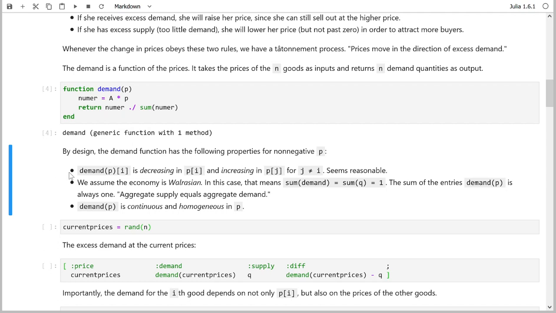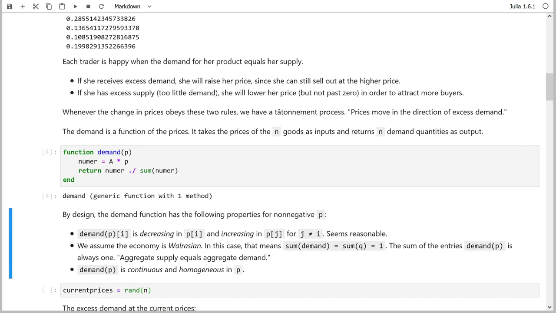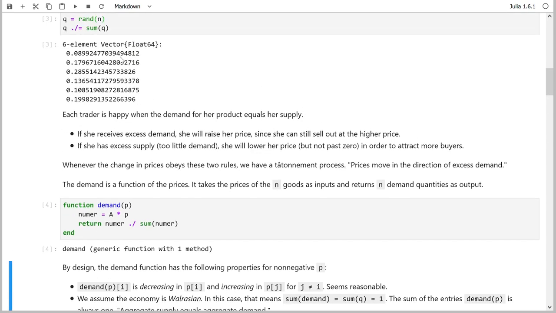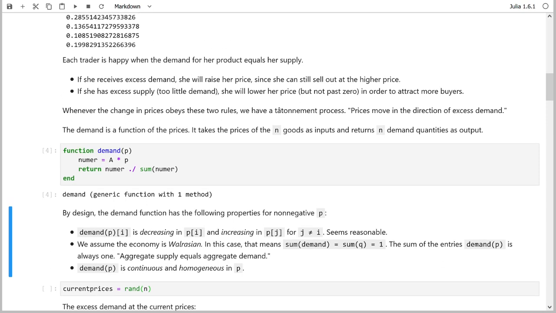We will also assume that the economy is what we call Walrasian. And in our case, that means that we already determined that the sum of the supplies was 1, but also the sum of the demand also has to equal 1. So this is saying that the aggregate supply, sum of Q, has to equal the aggregate demand. This is not the same as saying that every single line of the quantity demanded equals the quantity supplied. If that were always true, then we wouldn't have anything to solve, but rather we're saying that the sum here is the same as the sum of the demand output.